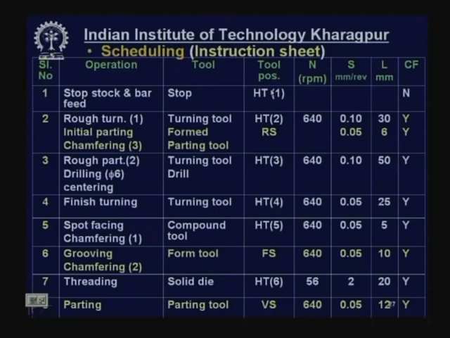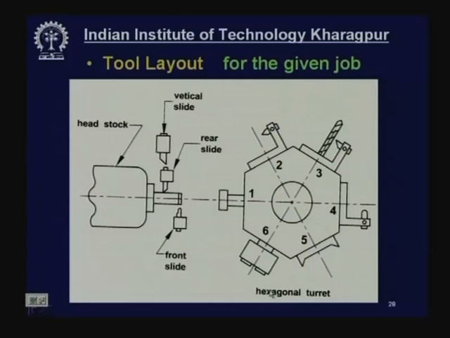Then you prepare this chart showing the position of the tools, say hexagonal turret phase 1, phase 2, phase 3, phase 4, phase 5, phase 6, and the cutting tools like form tools, rear slide, front slide and vertical slide, and this is the corresponding tool layout. Now, this is where you can practice and do a lot of exercises with our understanding. Thank you.